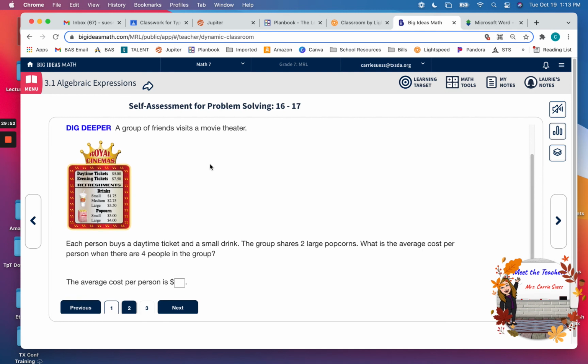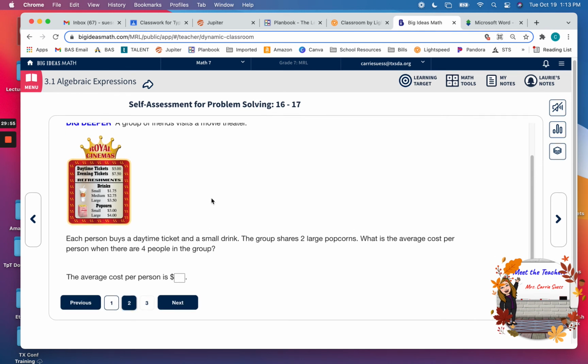All right, a group visits a movie theater. This is like our example. Each person buys a daytime ticket and a small drink, and then they share 2 large popcorns. What is the average cost per person when there are 4 people in the group? It's similar except they're sharing the popcorns, so instead of buying 4 popcorns, I'm only buying 2. We need to find the total cost and then divide it by the number of people at the movie, because they want to know the average cost per person.